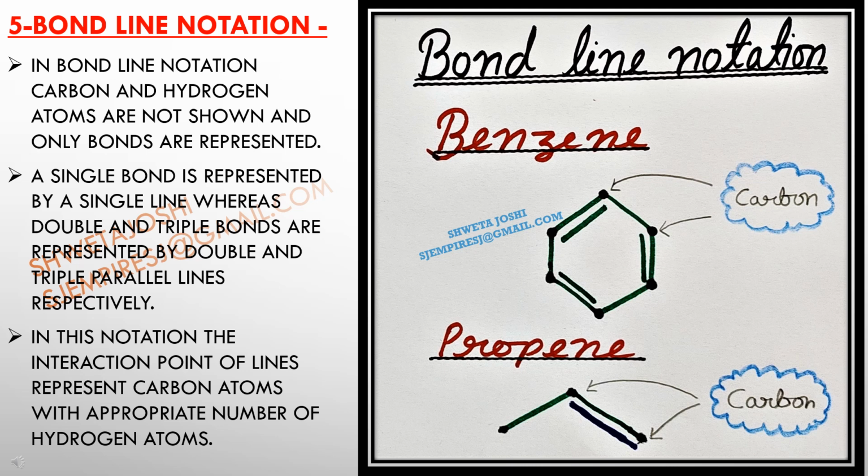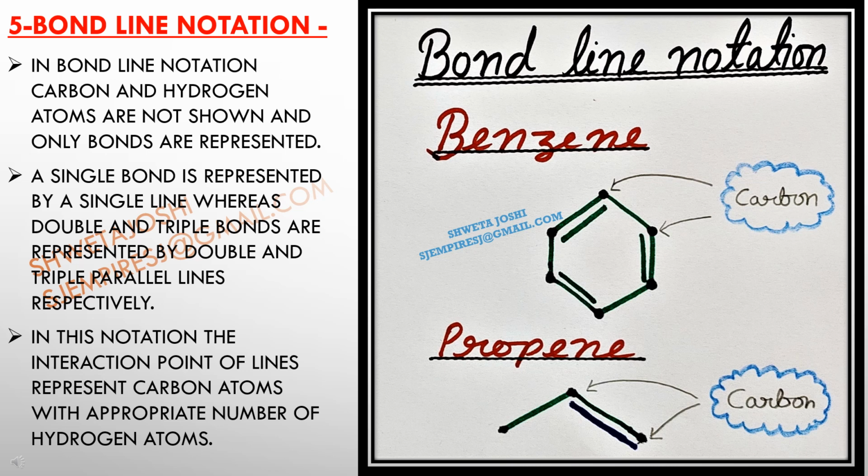Our next type of formula is the bond line notation formula. In bond line notation, carbon and hydrogen atoms are not shown and only the bonds are represented. A single bond is represented by a single line, a double bond is represented by 2 parallel lines, whereas a triple bond is represented by 3 parallel lines. In bond line notation, the intersection points of the lines represent carbon atoms with an appropriate number of hydrogen atoms satisfying their valencies.